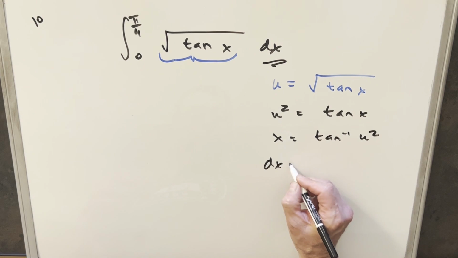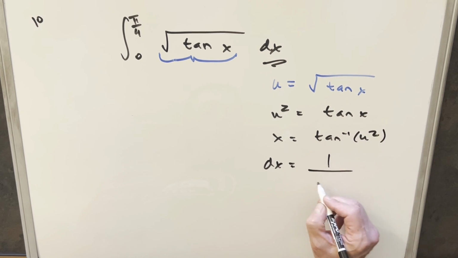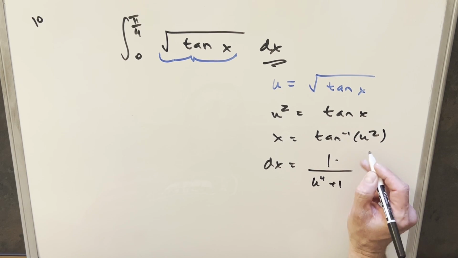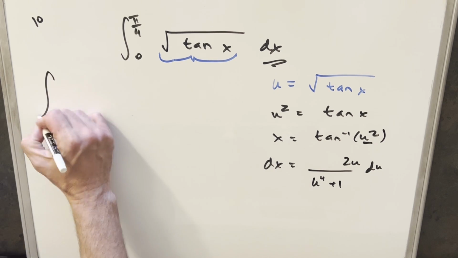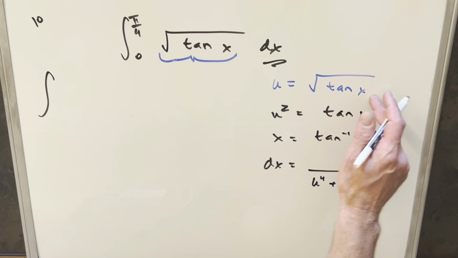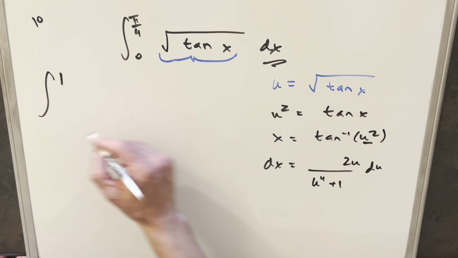So what's going to happen, we have dx equal to 1 over this thing squared. So we're going to have u to the fourth plus 1, but then I need the chain rule. The derivative of this is going to give me a 2u. So now we'll go ahead with this substitution over here. First, evaluating pi over 4. Tan of pi over 4 is just 1. So the square root of 1 is 1 for the upper bound. Plug in 0. Tan of 0 is just 0.